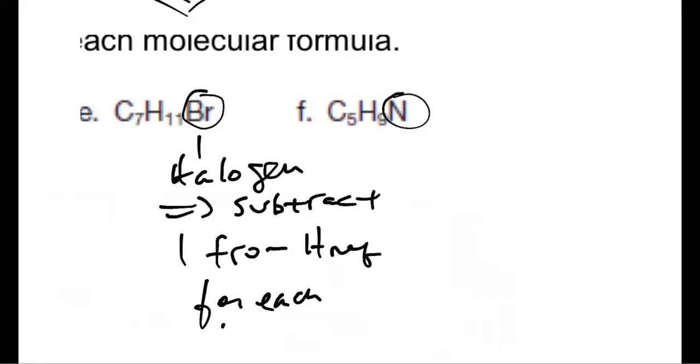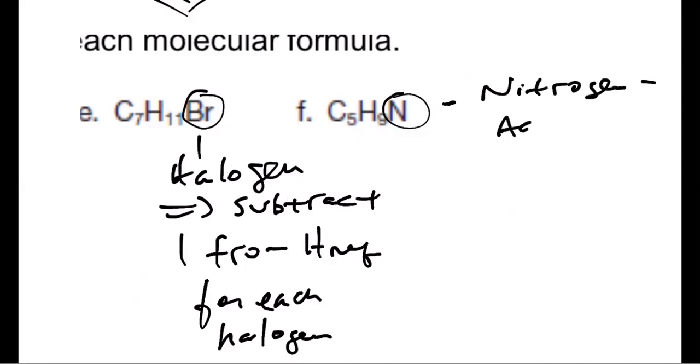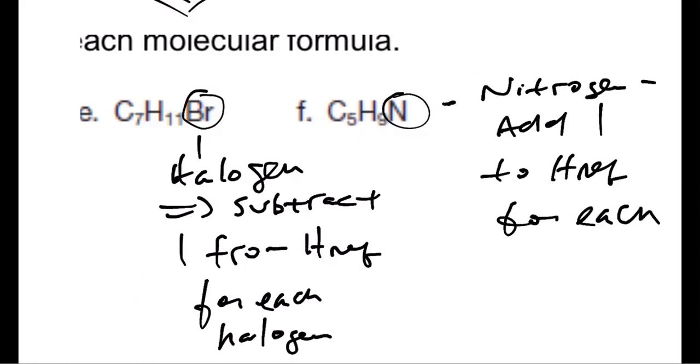So each halogen, you're going to subtract 1 from Href. All right. And then for nitrogen, you're going to add 1 to Href. Any group 5 atom, nitrogen, phosphorus, anything in that group. So for each nitrogen.